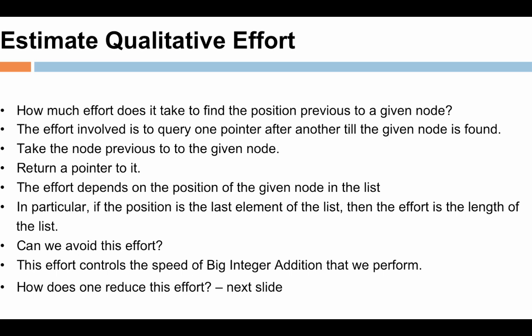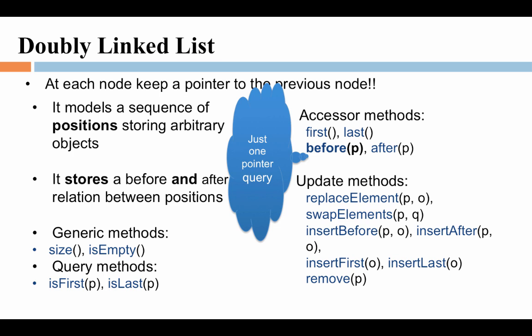Therefore, to avoid the effort of traversing the list, the doubly linked list data type is used, and it is obtained by a very minor modification to the linked list data type. It is also clear that the number of traversals that we perform controls the speed of the big integer addition. That is, the more pointer traversals, the longer the running time of the addition algorithm. Therefore, our goal is to attempt to reduce this effort.